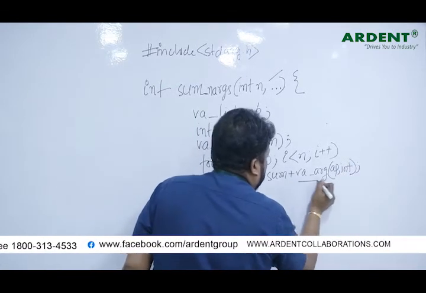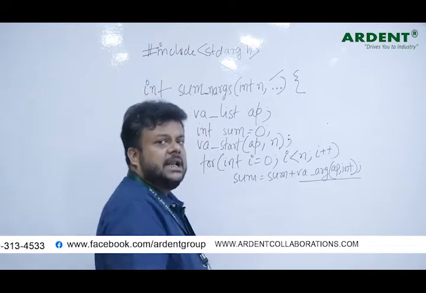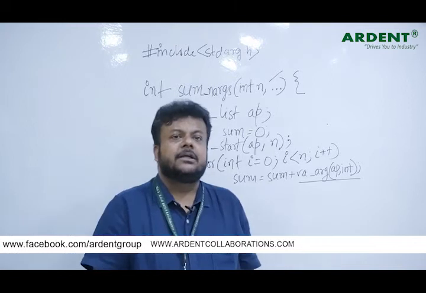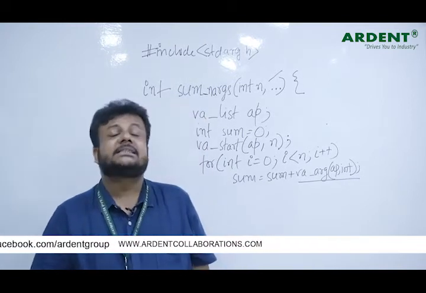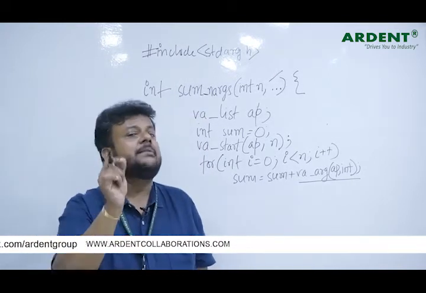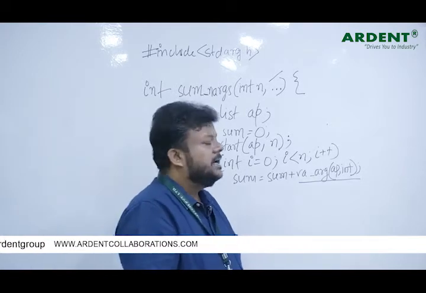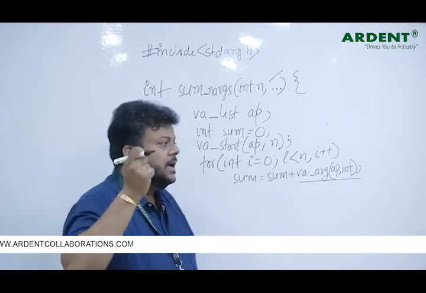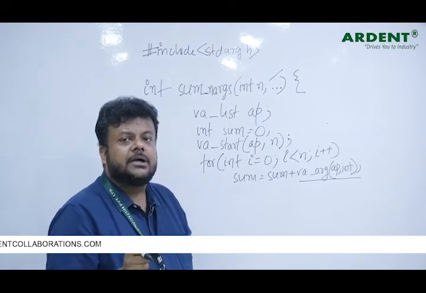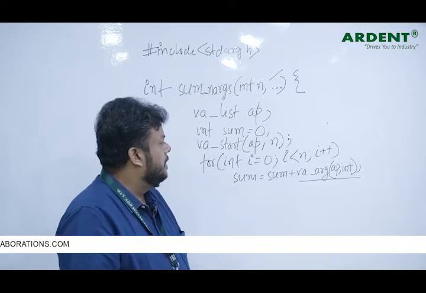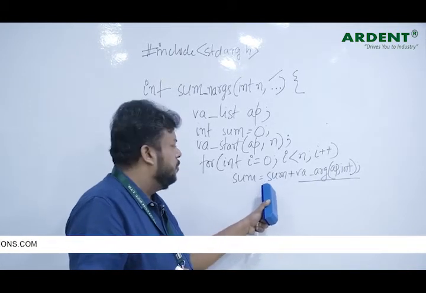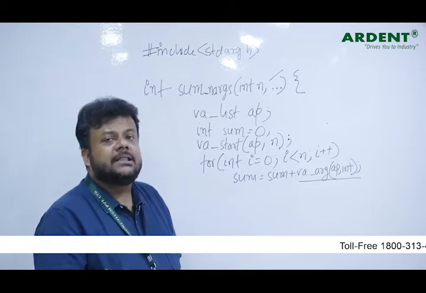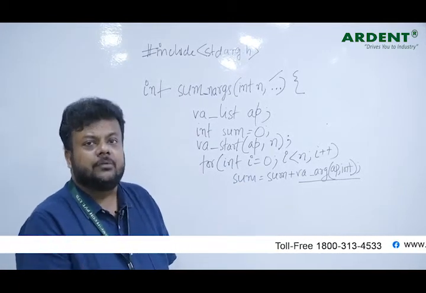Now what is this va_arg? This is another macro which accepts two parameters. The first parameter is a pointer and the second parameter is the type of the unnamed argument. So what will va_arg do? It will return the first unnamed argument after ap, add that to the sum, store it in the sum variable again, and automatically increment the pointer to the next unnamed argument.